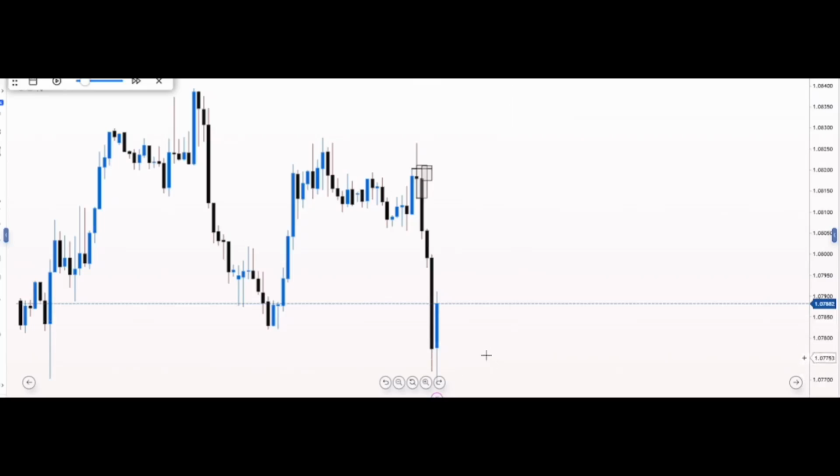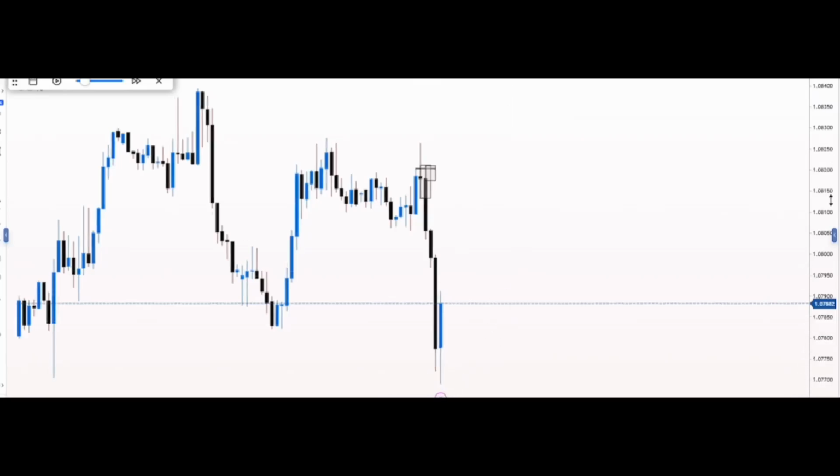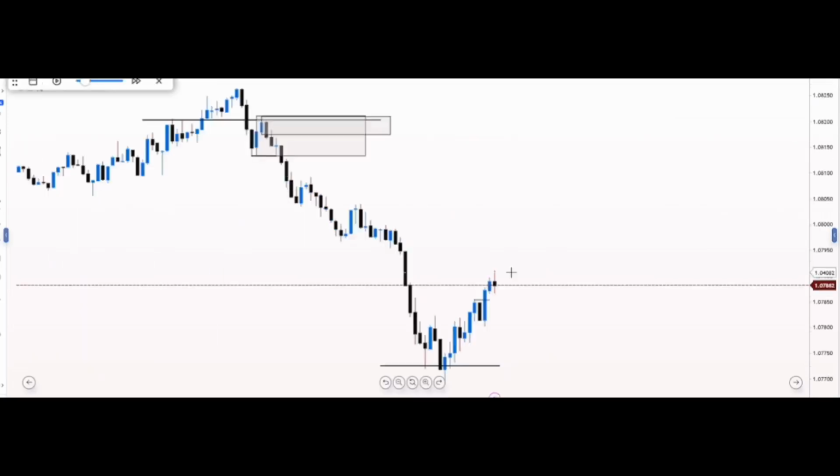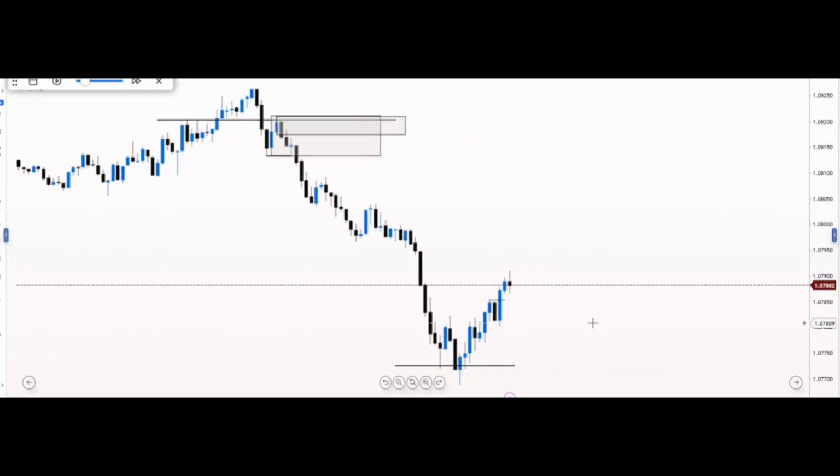So on the 1H, look at what we have here. We have that pattern we are looking for here. Price has taken out the low of the previous candle right here. Okay, so price took it out, and then we can go down to the 5 minutes time frame. So this is the 5 minutes time frame.